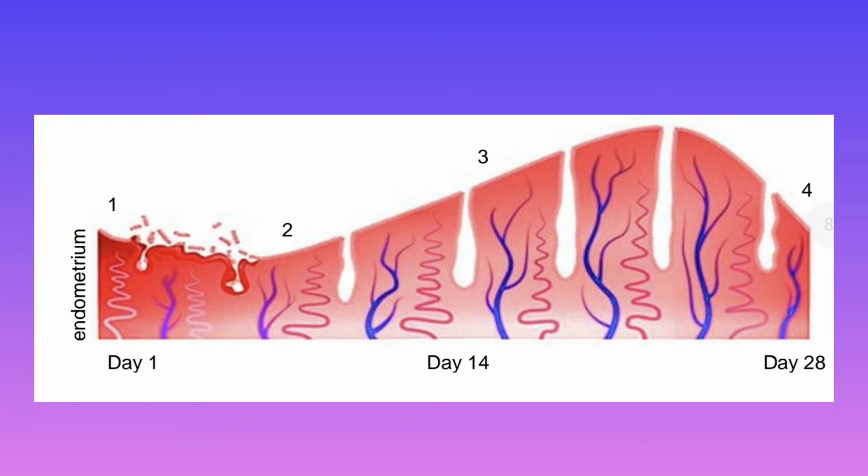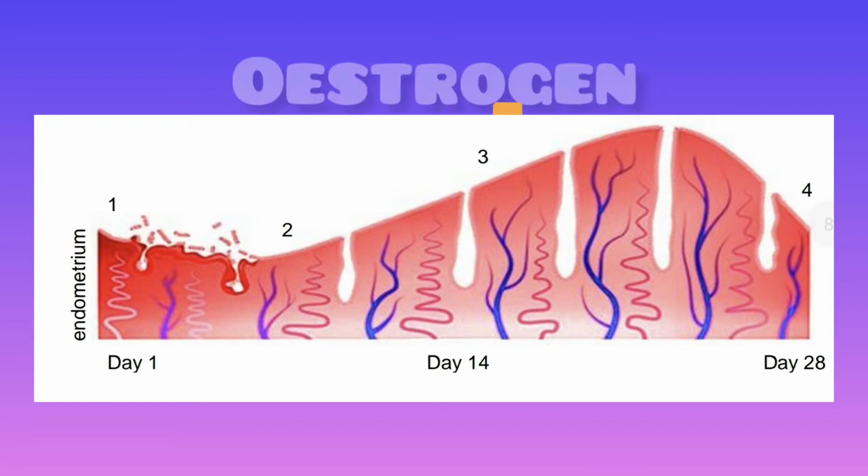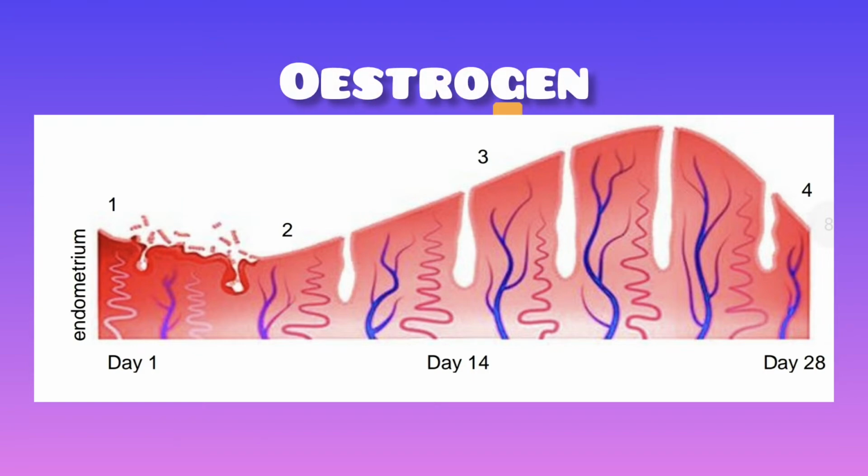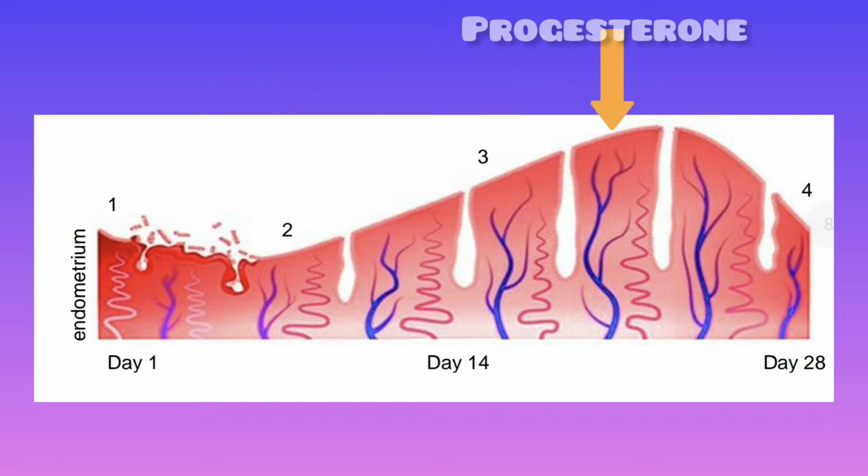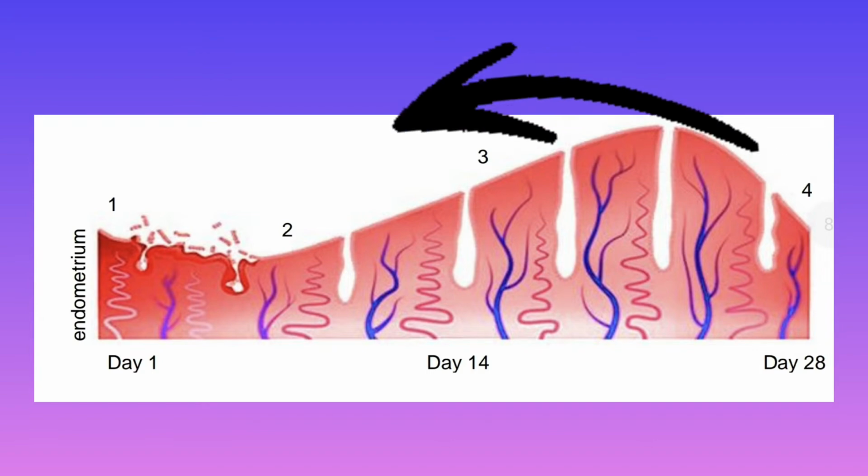The endometrium is stimulated by estrogen to become thicker and develop more blood vessels and glands. Progesterone stimulates the endometrium to become even thicker and develop more blood vessels and glands. This happens in preparation for a possible implantation of a fertilized ovum. If fertilization does not happen, the endometrium tears away, resulting in menstruation.